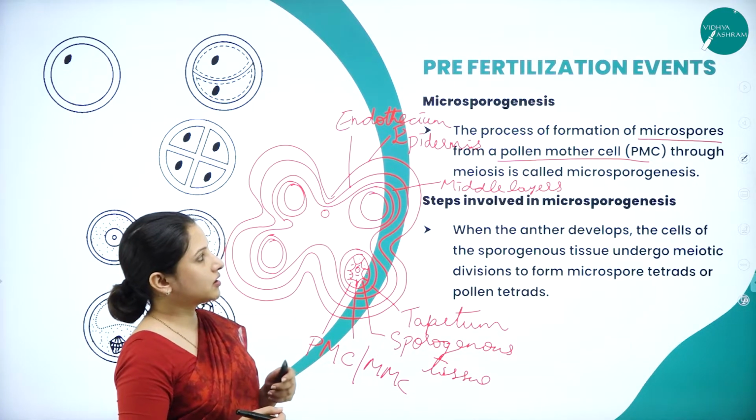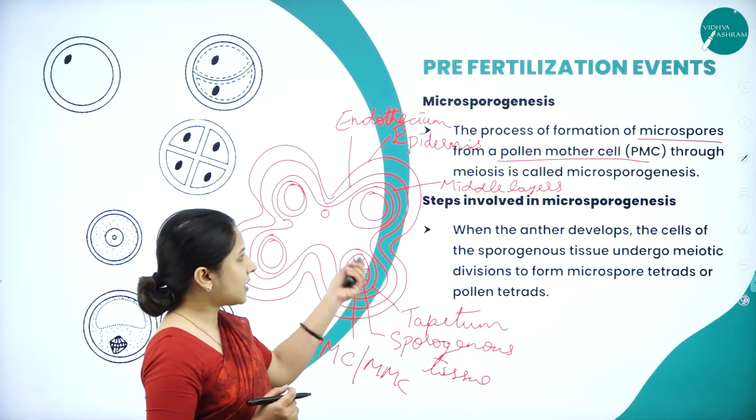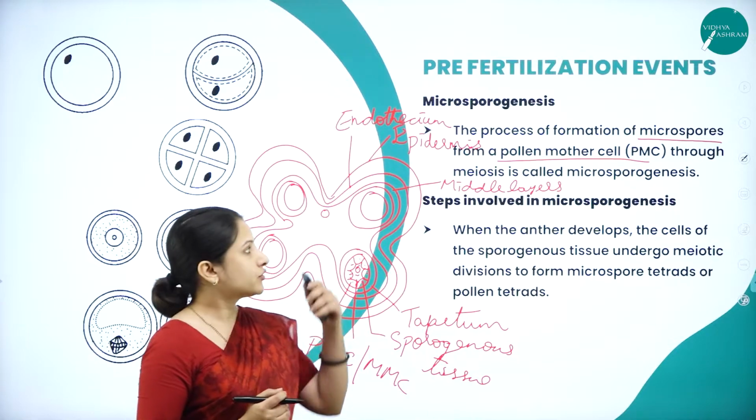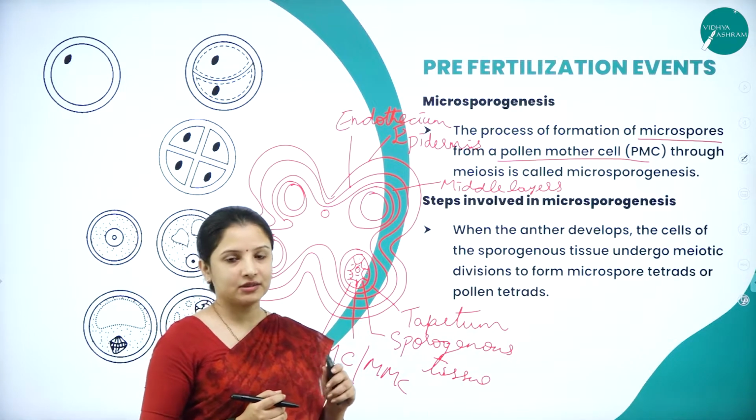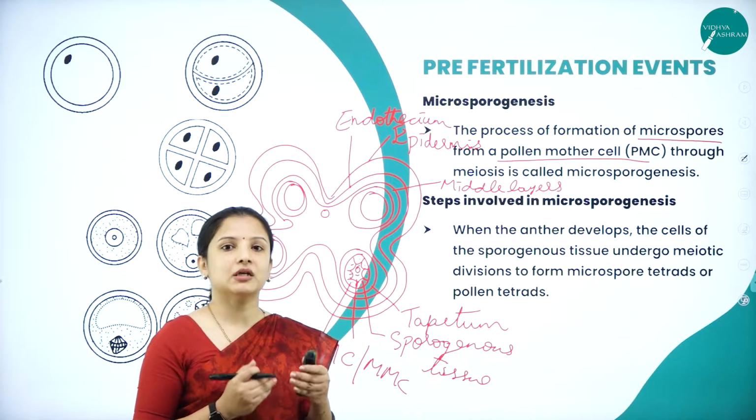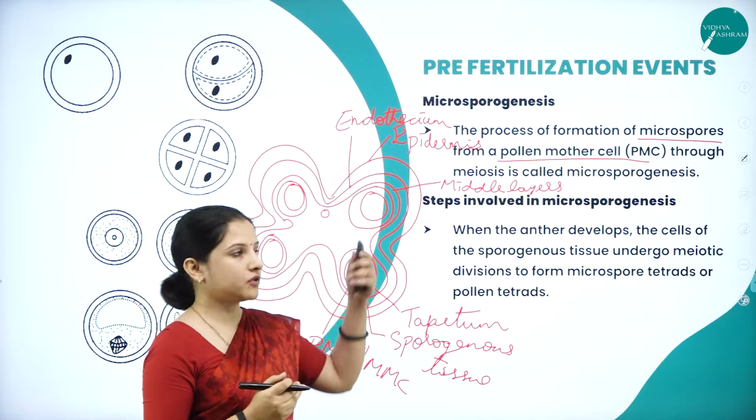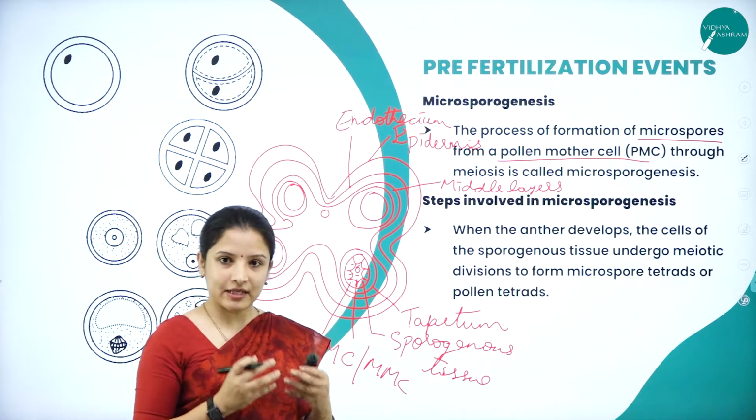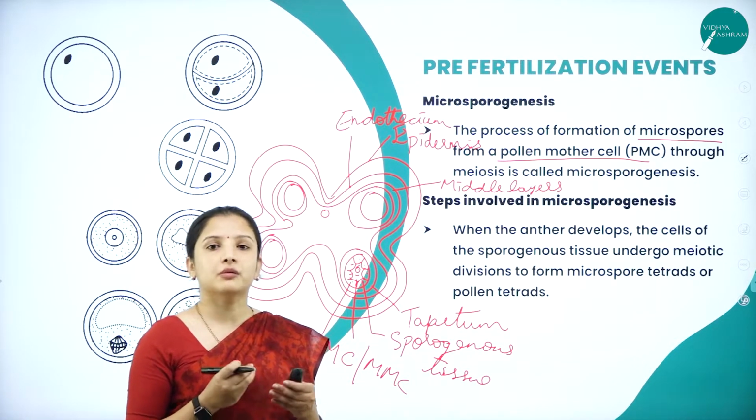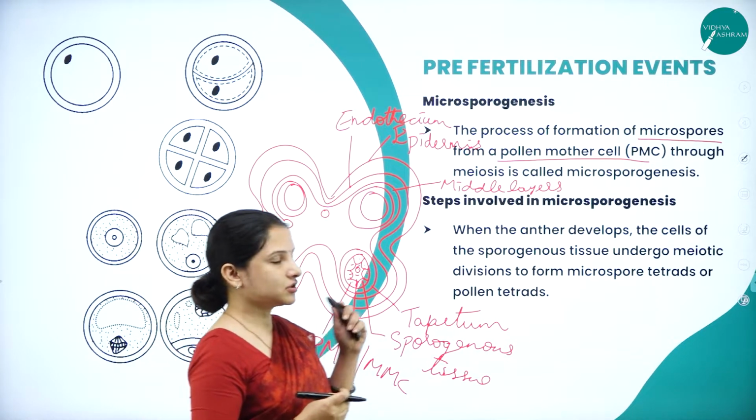So that is what I have written there. The process of formation of microspores from the pollen mother cell through the process called meiosis. So here meiosis will occur. Meiosis is nothing but the reduction division. Once the reduction division of the pollen mother cell takes place, the pollen grains or the microspores are produced. That is nothing but microsporogenesis.